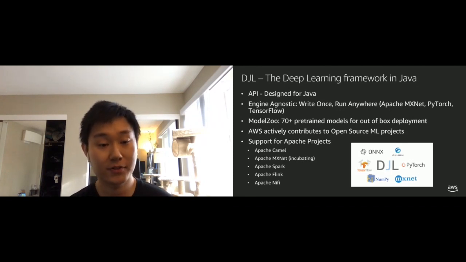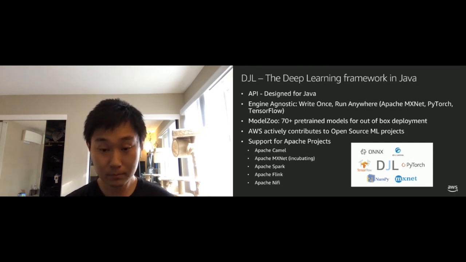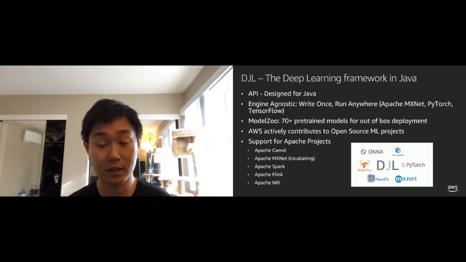We also bring in something called Model Zoo. It contains 70 different pre-trained models out of the box, where you can use them directly in your inference and training applications. And the models came from a variety of sources like Gluon CV, Gluon NLP, and also Torch Hub, Hugging Face, and also the Keras pre-trained Model Zoo. And Amazon has actively contributed to open source machine learning projects, including TensorFlow, MXNet, and PyTorch.